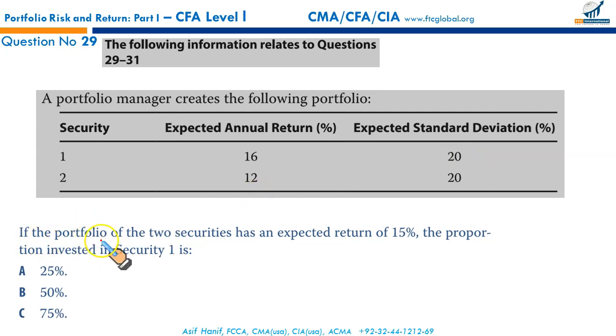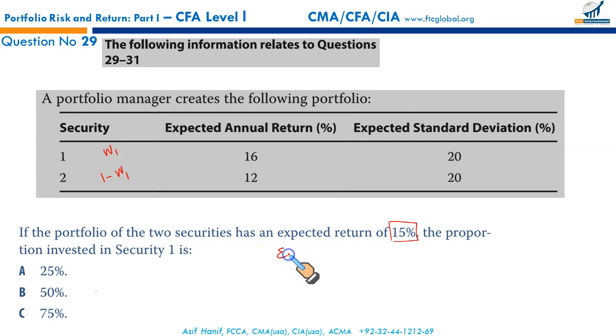If the portfolio of the 2 securities has an expected return of 15%, the proportion invested in security 1 is... Let's say the proportion invested in security 1 is W1. That would mean the remaining proportion invested in security 2 would be 1 minus W1. Like if you invested 60% in security 1, that would mean you have invested 40% in security 2, 100 minus 60, right? So that's the idea. You'll just draw up the equation.